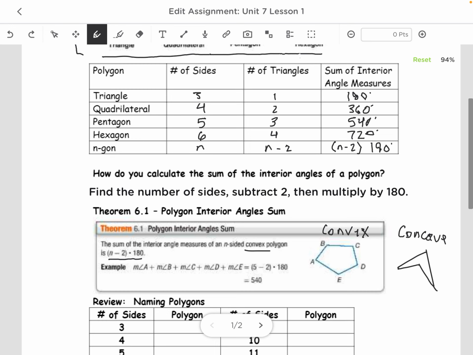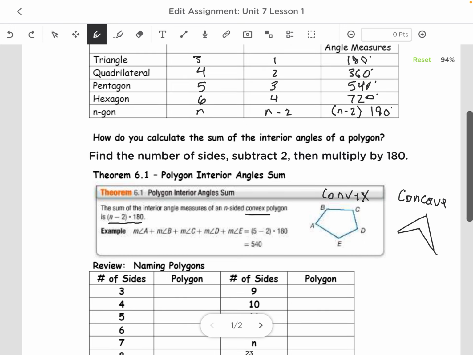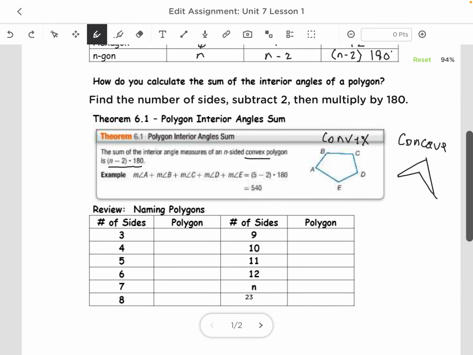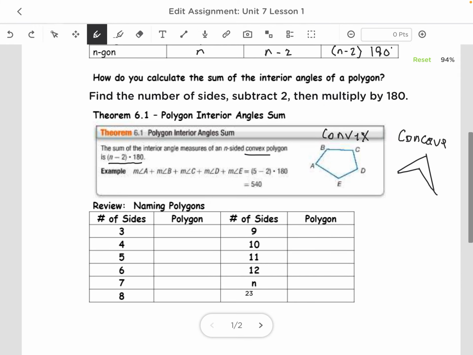Okay. Next thing we're going to do, we're going to fill in another table. And this is just for your reference. We're going to be filling in the names of different polygons based on their sides. This is going to be a good reference for you to use whenever you have a question that says, what is the interior angles of this shape? You got to know what the shape is, how many sides it's got.